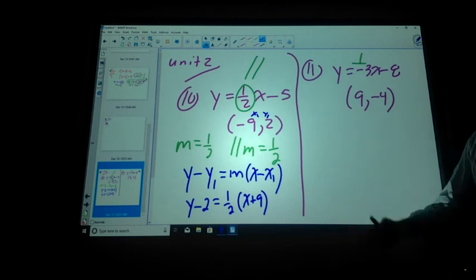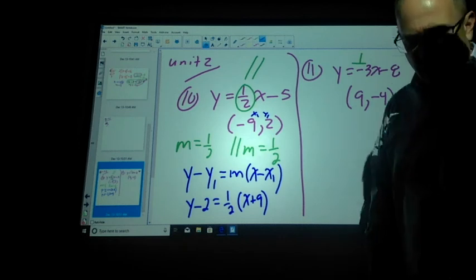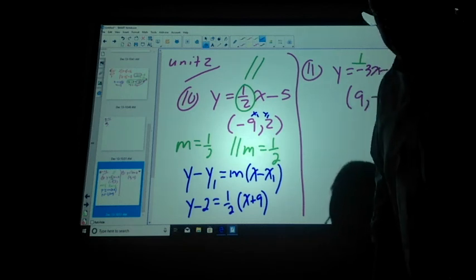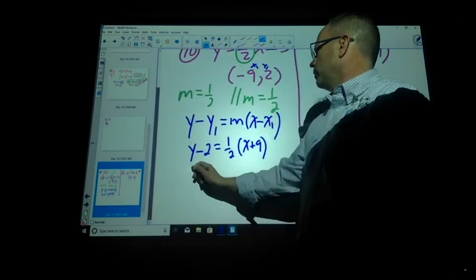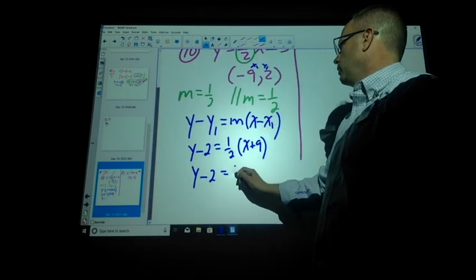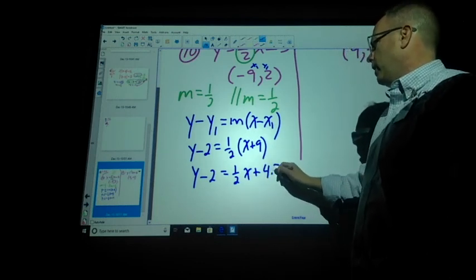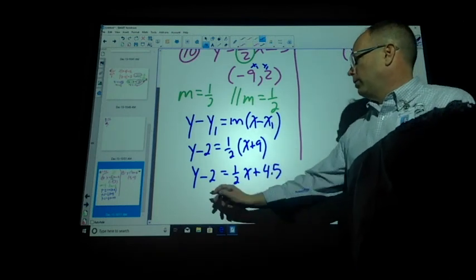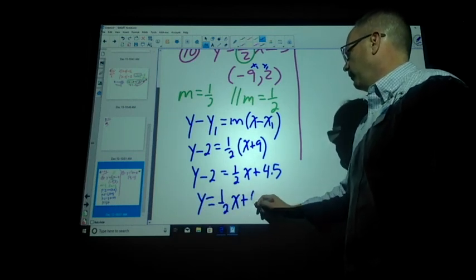Now some people are like, dude, why don't you solve it for y? Because it asks for the equation. Did it ask for the equation in slope-intercept form? So we have to get all the way to slope-intercept form. So I go to slope-intercept form, I'm going to get this plus 9/2, which is 4.5. Is that okay? Then add 2 to both sides. y equals 1/2 x plus 6.5.